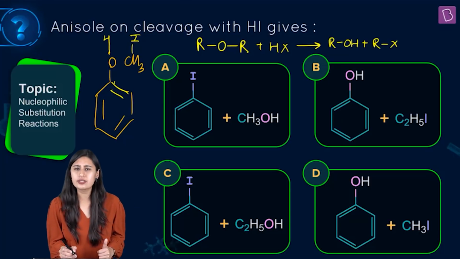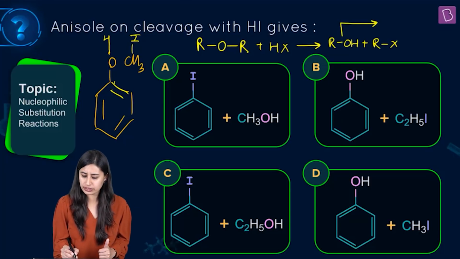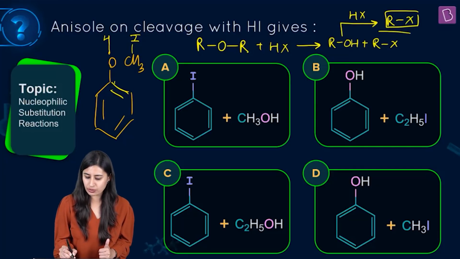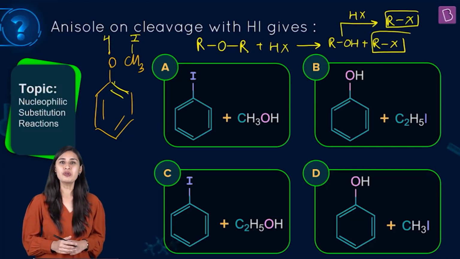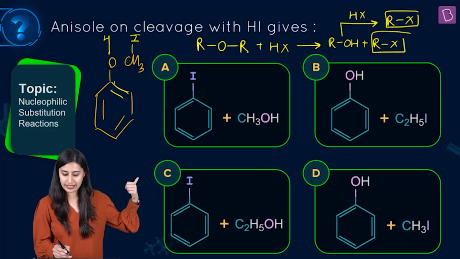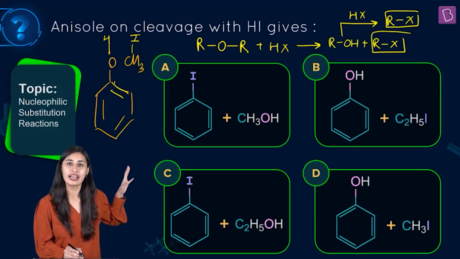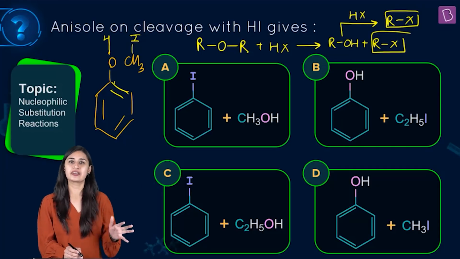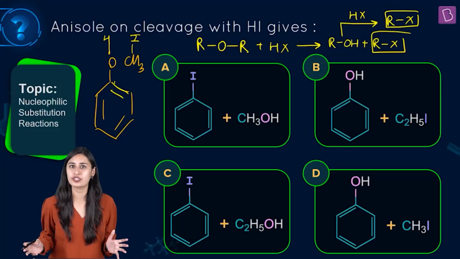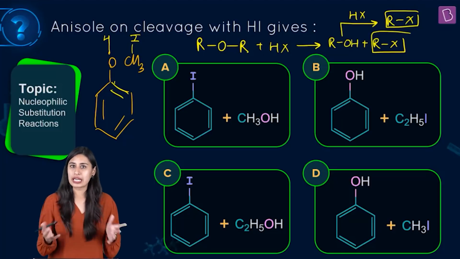But the reaction doesn't stop here. ROH further reacts with HX to give you RX. The outcome is you get 2 moles of RX out here when you take dialkyl ether and react it with excess of HX. So ROH further reacts, but will phenol further react?